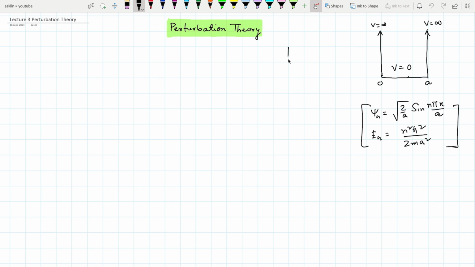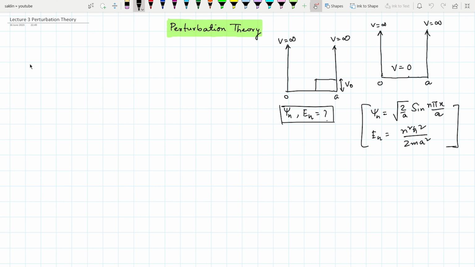Now in the 1D potential box, if inside the box there is a change in potential, a small change, not a very large change, then for this case, what will be the energy eigenfunction and what will be the energy eigenvalue? That will be derived from perturbation theory.